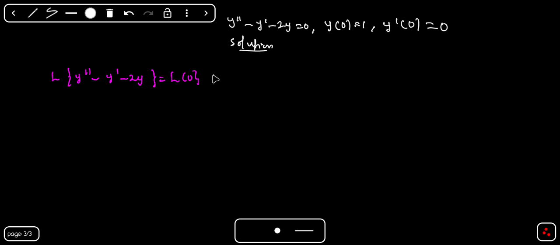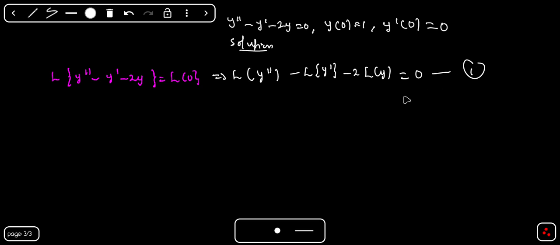Okay, so we're going to have the Laplace transform of y''. If you apply the linearity law of the Laplace transform, then minus the Laplace transform of y', then minus 2 multiplied by the Laplace transform of y, and everything is equal to 0. So we can call this equation 1.